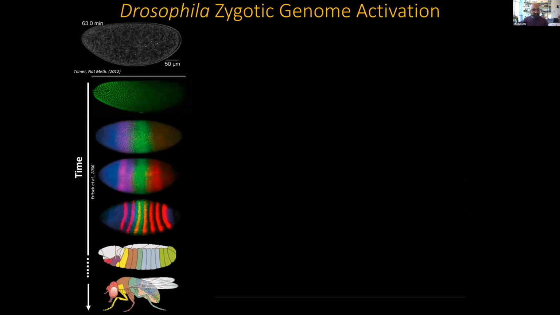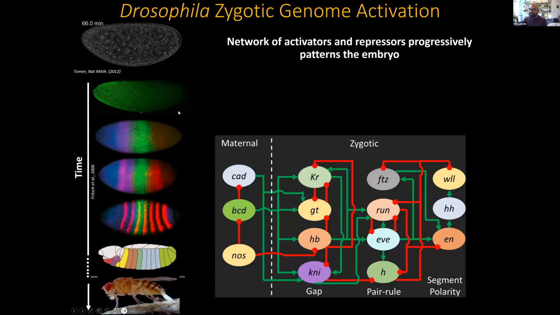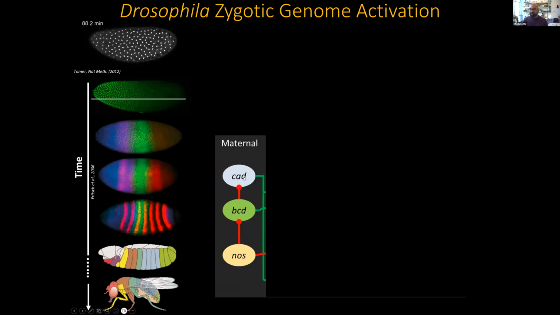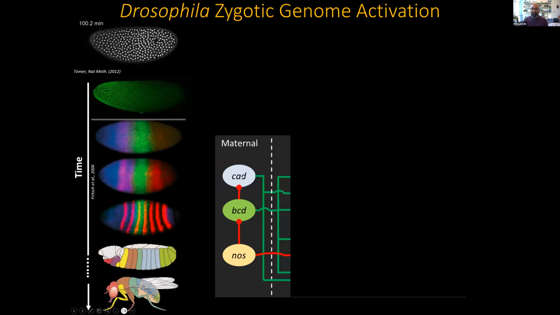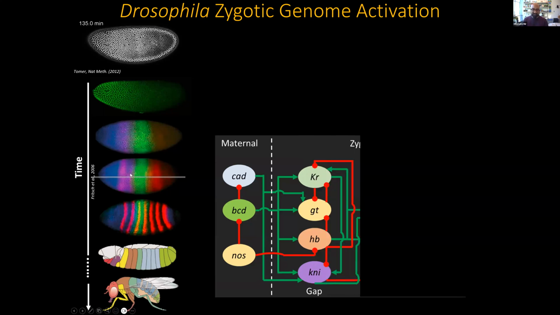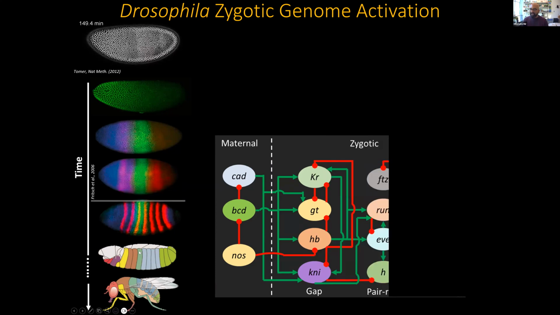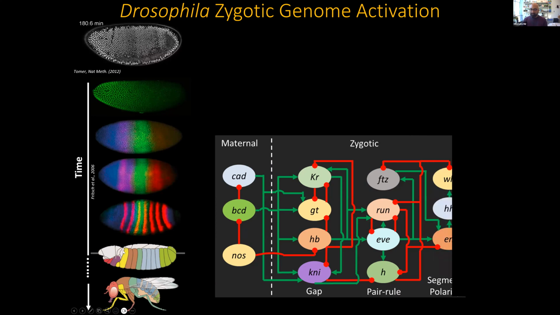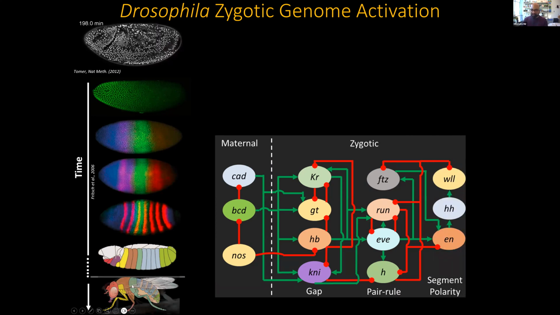So this process is kicked off by these maternally deposited factors. And some of these are distributed in concentration gradients called morphogens. And these concentration gradients turn on genes that encode for other transcription factors. And there's this sort of hierarchical network of activation and repression that progressively patterns the embryo into more and more defined domains of gene expression, which after gastrulation, which is the initial folding of the different tissues in the embryo, they go on to form the different body segments of the larval stage and eventually the adult fly.